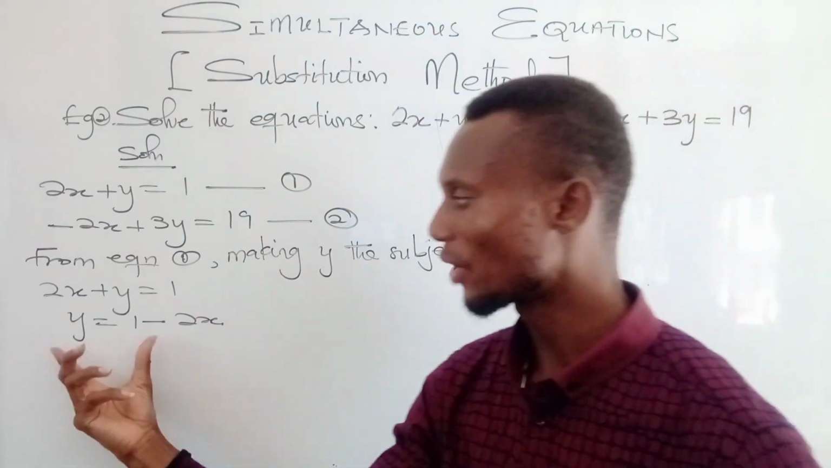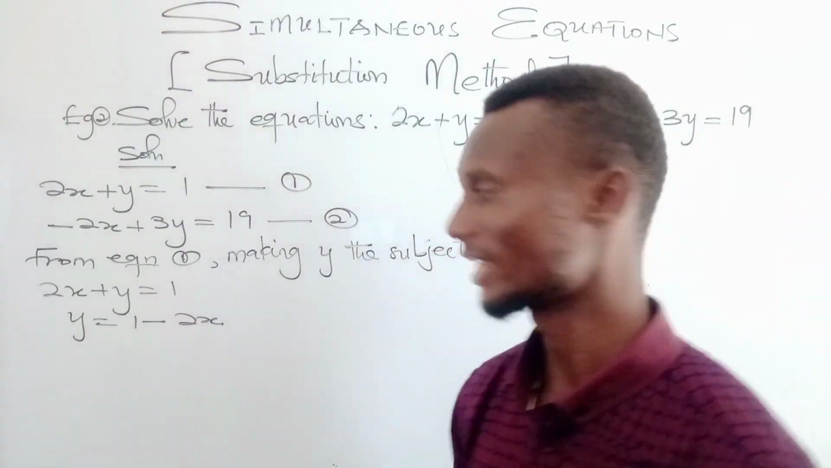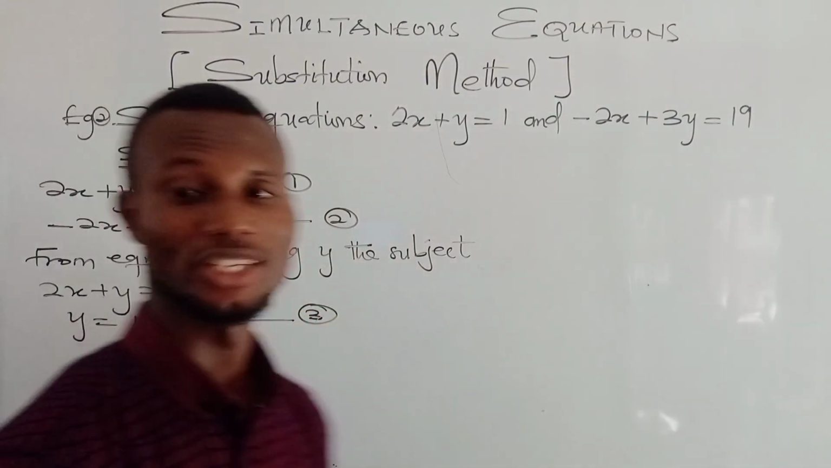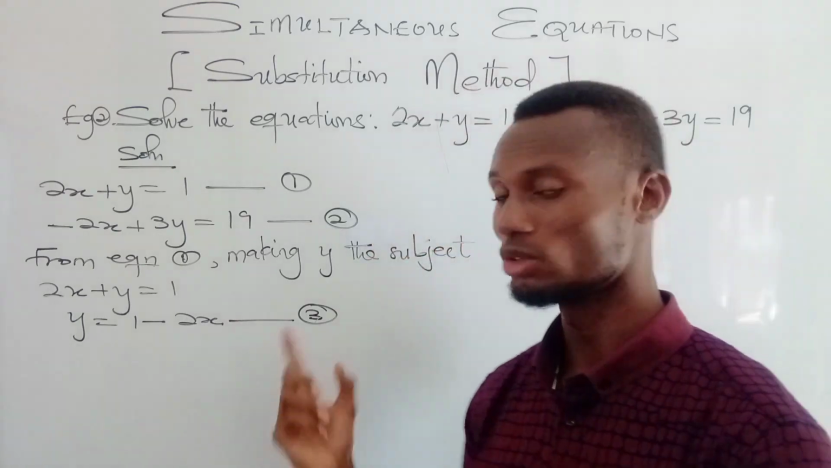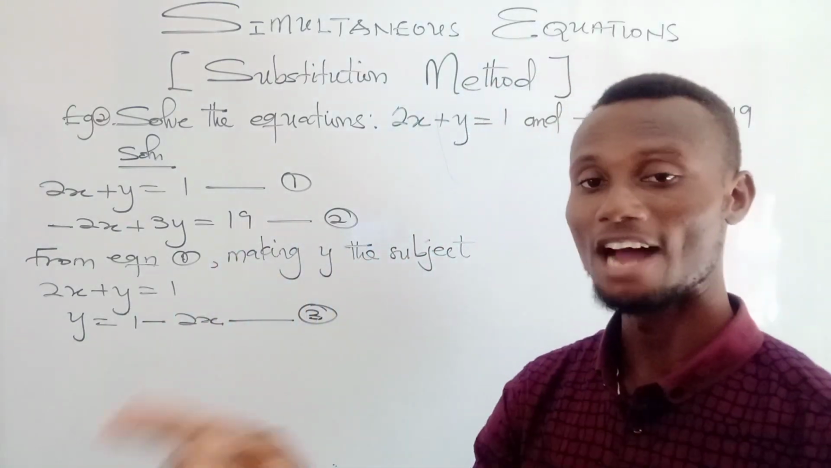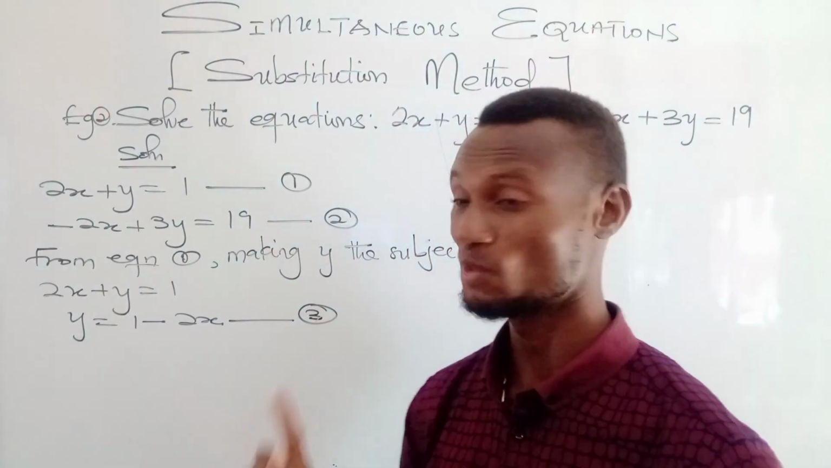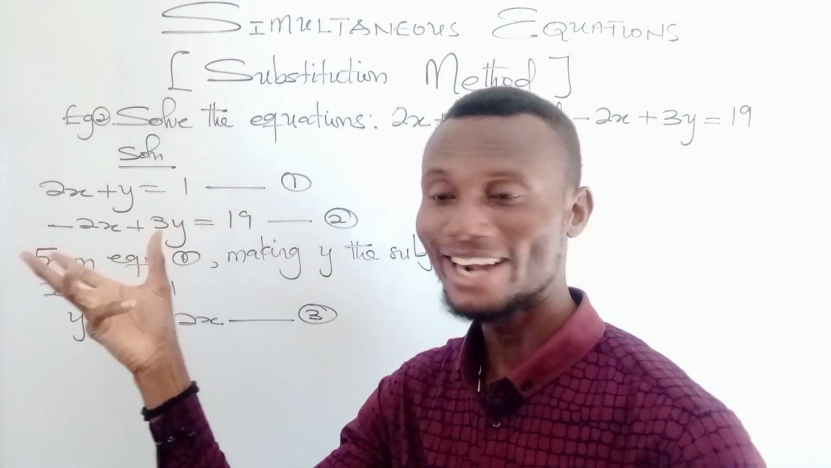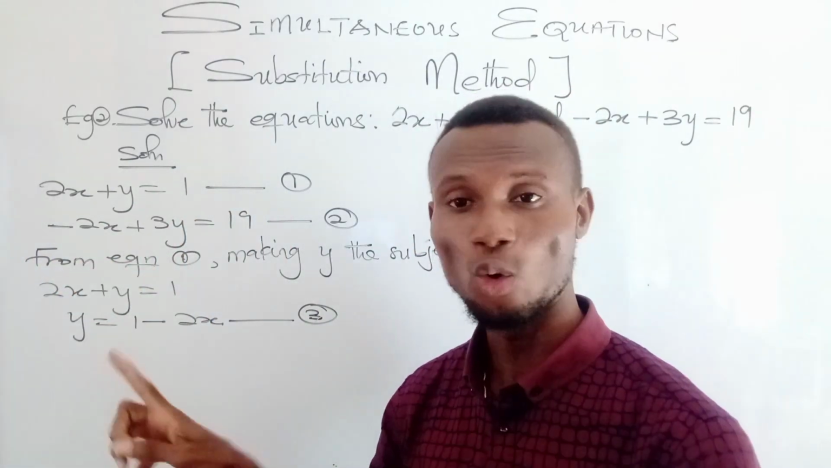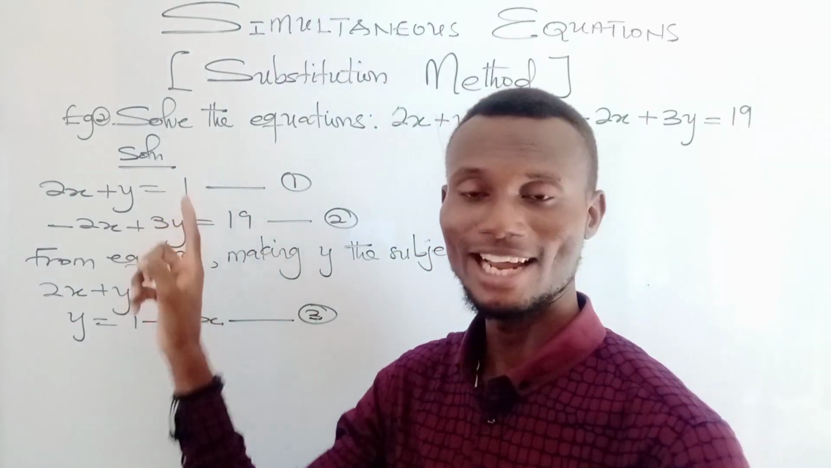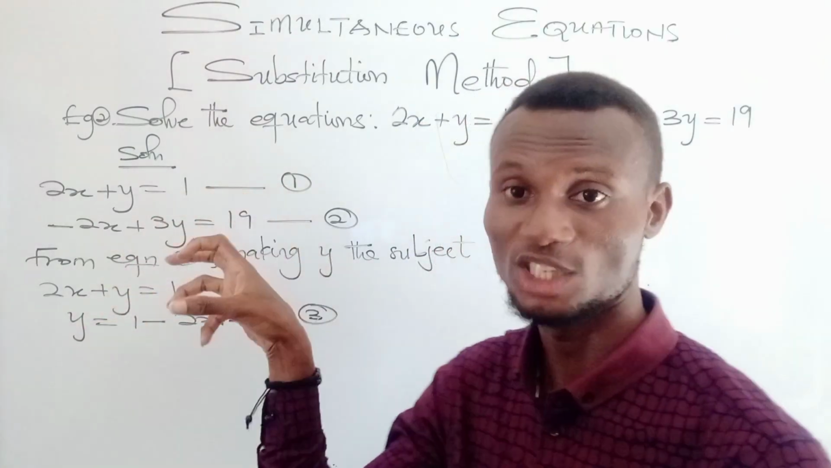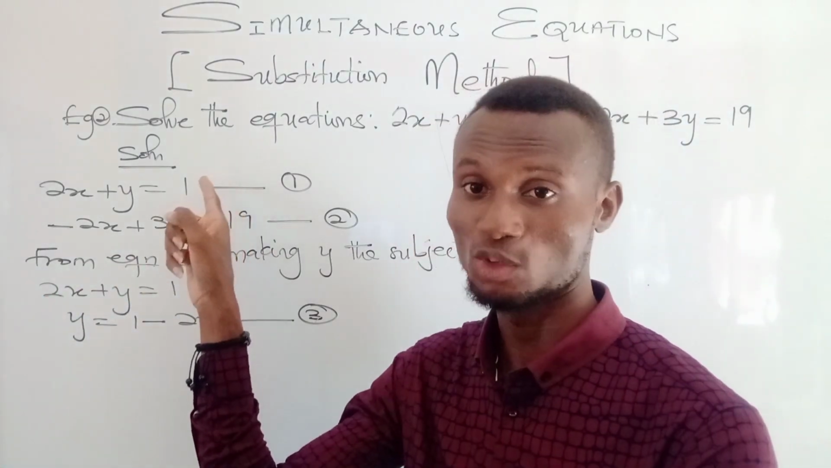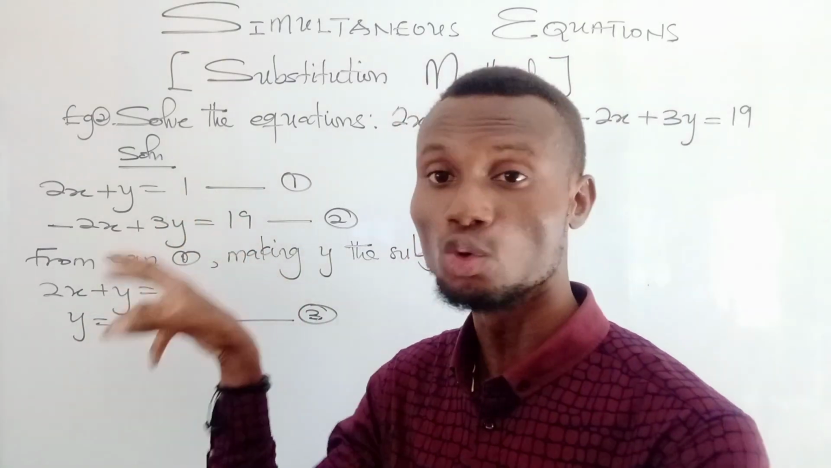Okay, so now we are going to label this as equation 3. That's the next step. And this equation 3, we are going to put it into equation 2. I've explained from the first video why we are not putting it into equation 1 but equation 2: because it was from equation 1 that we made y the subject, so we cannot go and put it back into equation 1. That would be wrong. We have to put it into equation 2 instead.